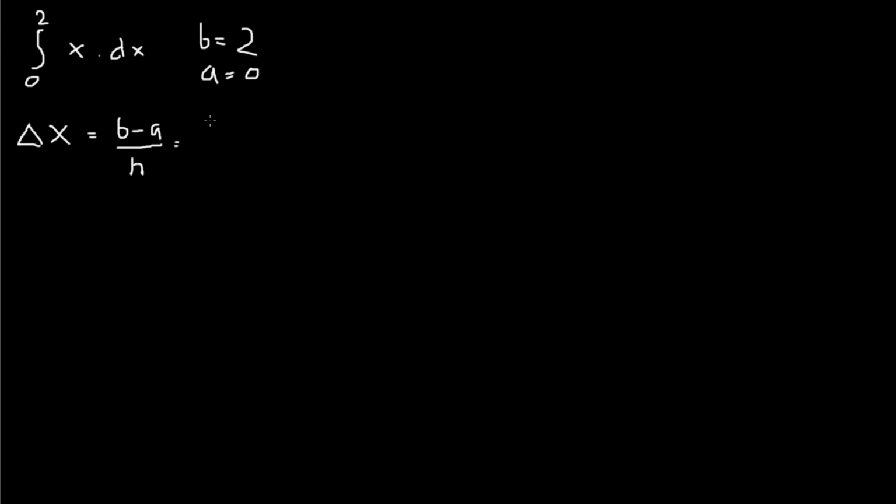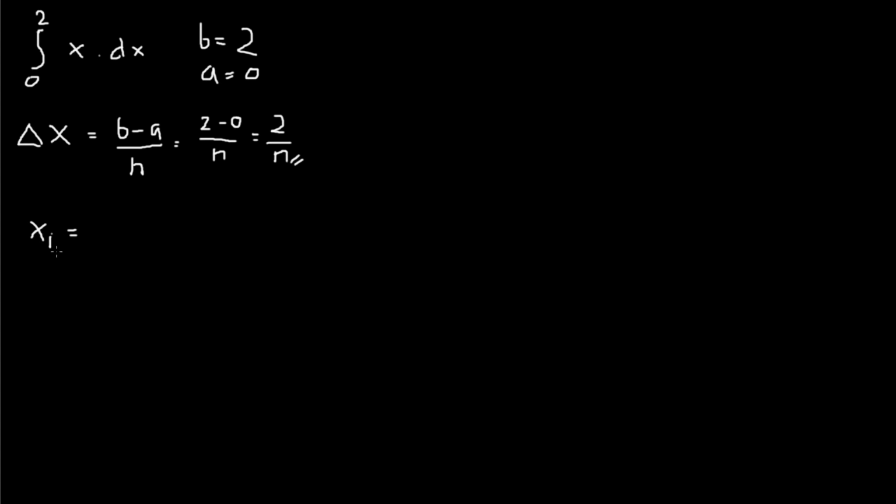So let's put in b, which is 2. We put in a, which is 0, and put in n, which is just n. So now we have our delta x of 2 per n. Now this delta x will be used in order to find our xi, which is our general x, which we are going to replace x with later, resulting in f of xi.